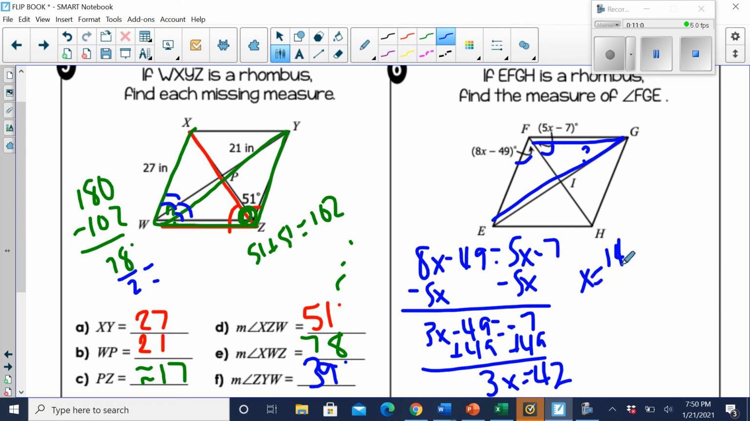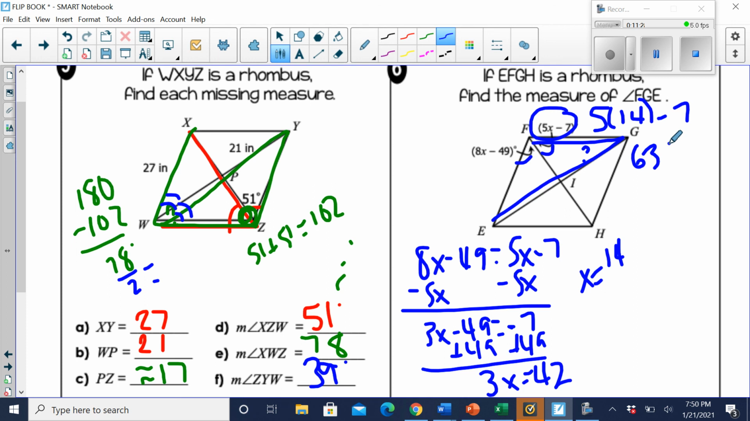Okay, so finding the measure of angle FGE, we're going to have to substitute this value in. So I'm going to plug it into this top angle right here. I'm going to go 5 times 14 minus 7. 5 times 14, I believe, is 80. Oops, just kidding, it's 70. 5 times 14 gives me 70, and then I go 70 minus 7. So this angle is going to measure 63 degrees.